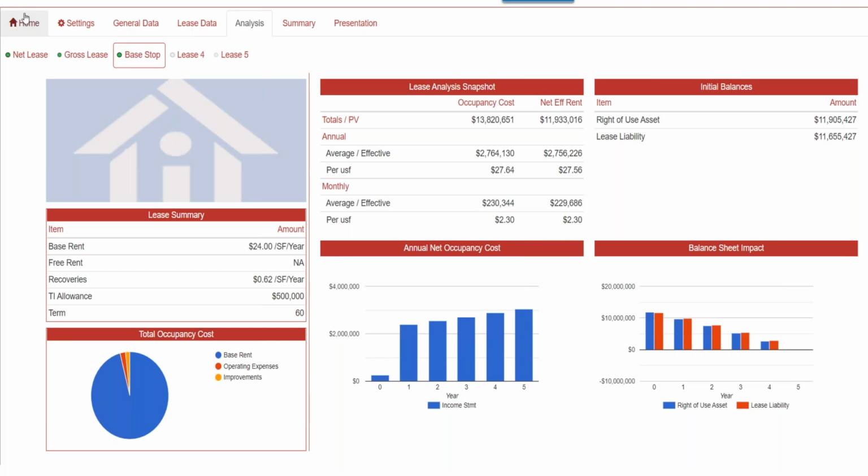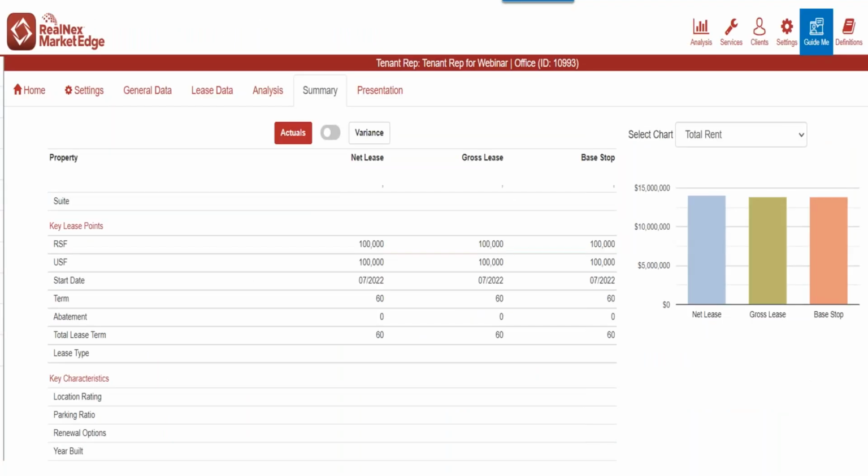And then this is what it would look like for the base stop. You can see at the top there, after having put in all the information for those alternatives, you've got the net lease, the gross lease, and the base stop. So we're going to end up being able to compare those three. You see what we talked about before with the summary of the lease information as well as your balance sheet implications of all this. It'll be more interesting when we compare all three alternatives, which we have here as some of the summary information for each lease.